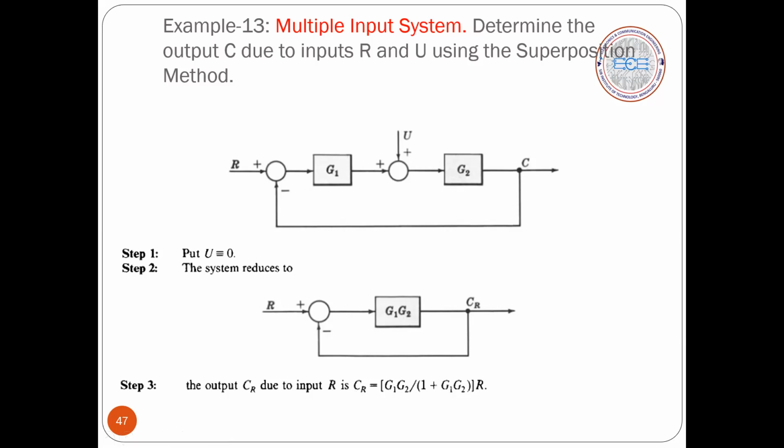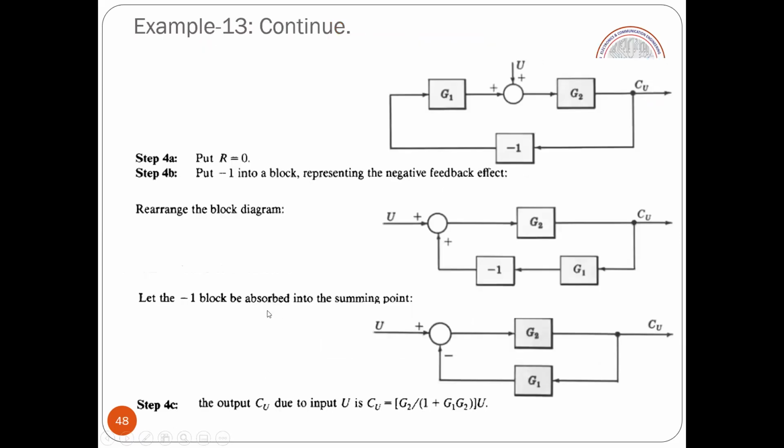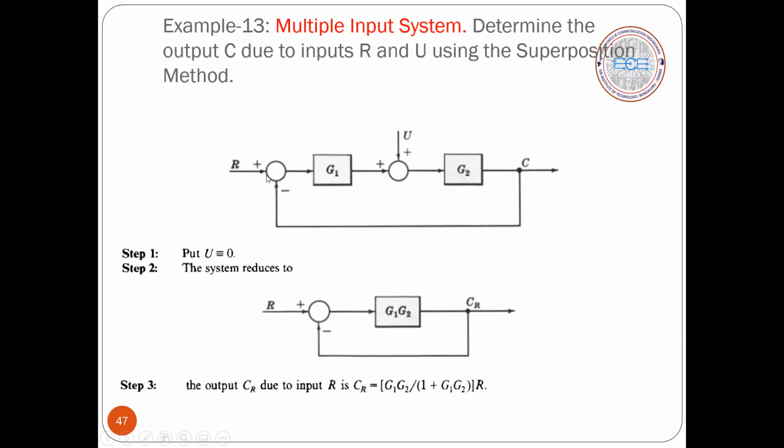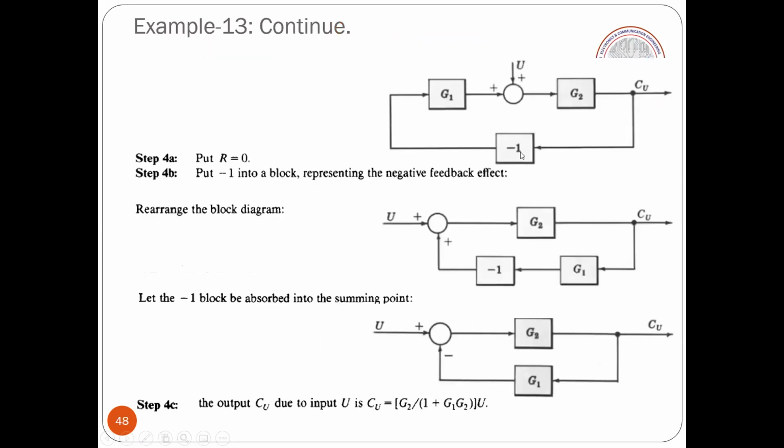I repeat once again, C of R is the output for the input R. Now I'll consider the second input and block the first one. Blocking the first one means removing the summer itself, because R we have made 0. But now I have to put -1 there. You can see here that to this summer there is one signal entering with a negative sign. Unity signal with a minus sign is entering the summer, though the input R is not there. While removing the summer, care has to be taken that the minus is incorporated. So that's what we have done here.